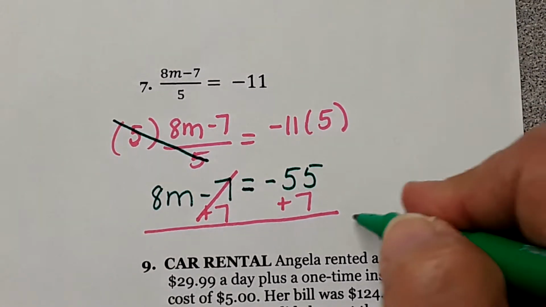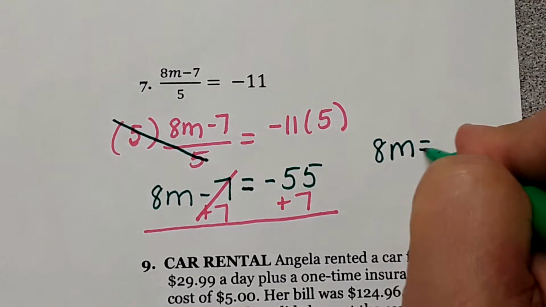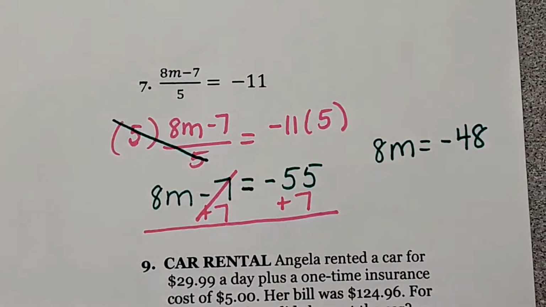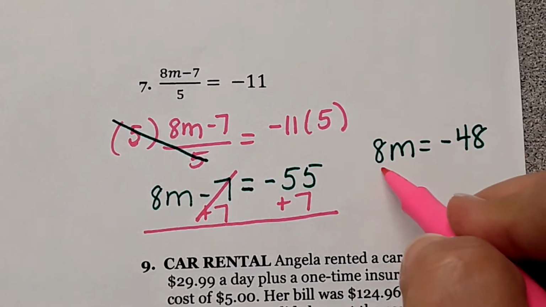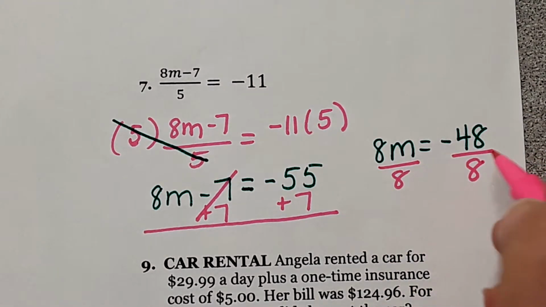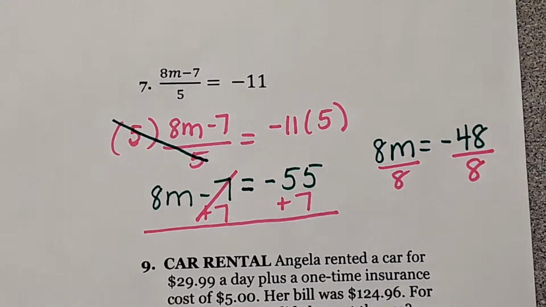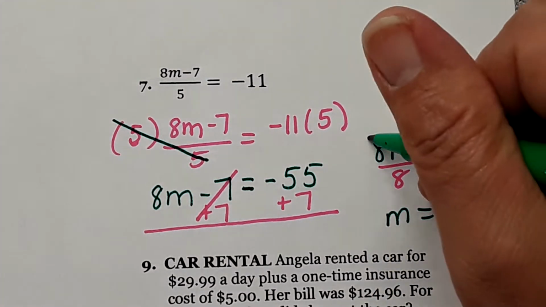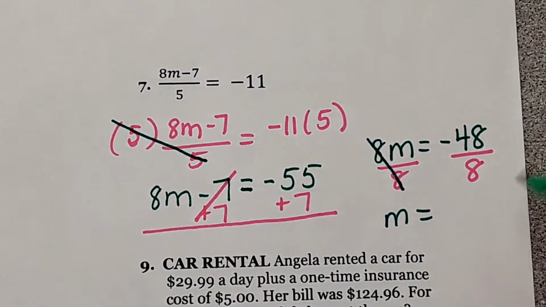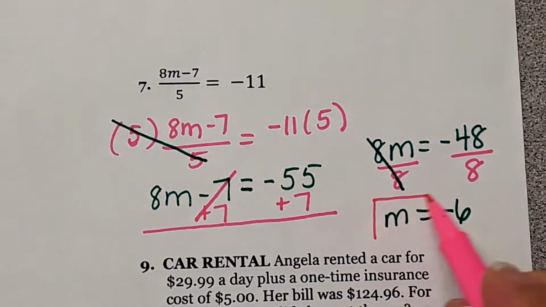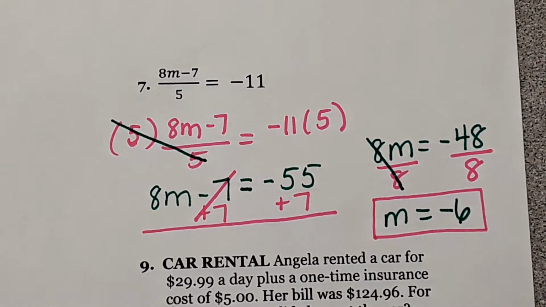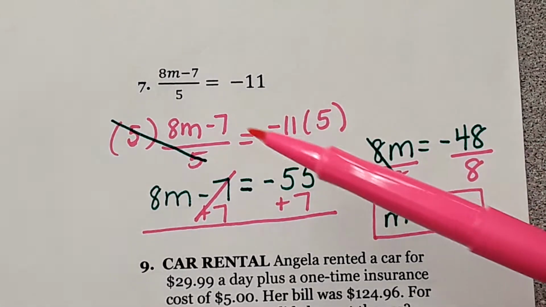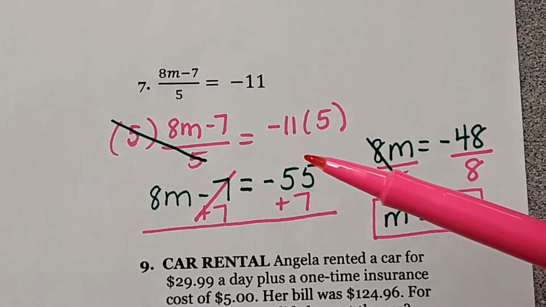So then it would be 8m equals negative 48, because negative 55 plus 7 gives you negative 48. And then we're going to divide by 8 on both sides, because you're always trying to isolate the variable, so you're trying to get everything away from the variable that you can. And remember, these are called multiplicative inverses, and then negative 48 divided by 8 is negative 6. Okay, so because that one was everything over 5, that's why we started with the 5, okay?